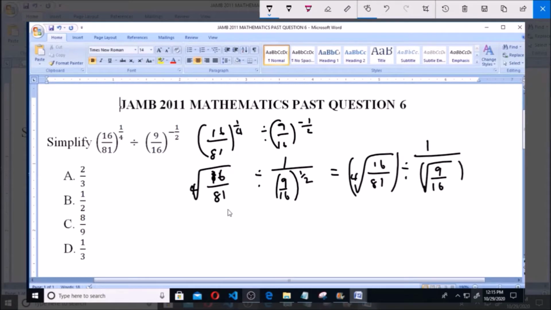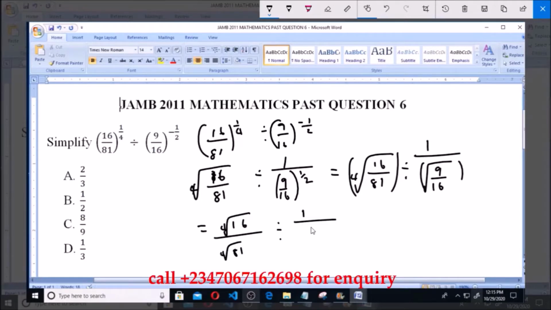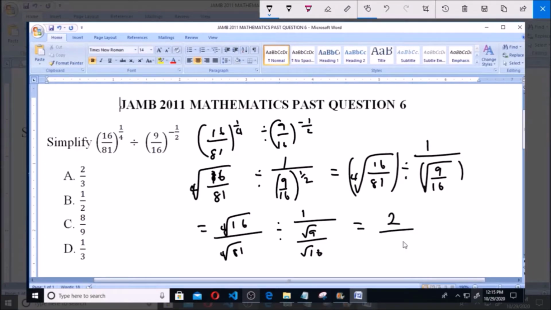So from this we have that the fourth root of 16 all over the fourth root of 81, divided by 1 all over the square root of 9 all over the square root of 16. The fourth root of 16 is equal to 2, and the fourth root of 81 is equal to 3, then divided by 1 all over the square root of 9, which is 3, and the square root of 16, which is 4. Now this is equal to 2 all over 3 divided by 4 all over 3, because 1 over 3 over 4 will give us 4 over 3.